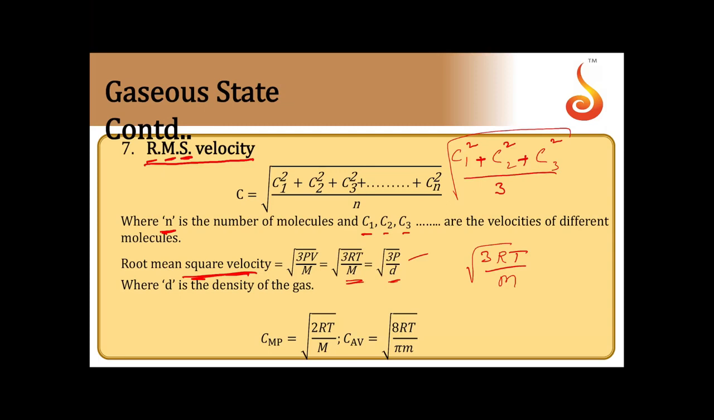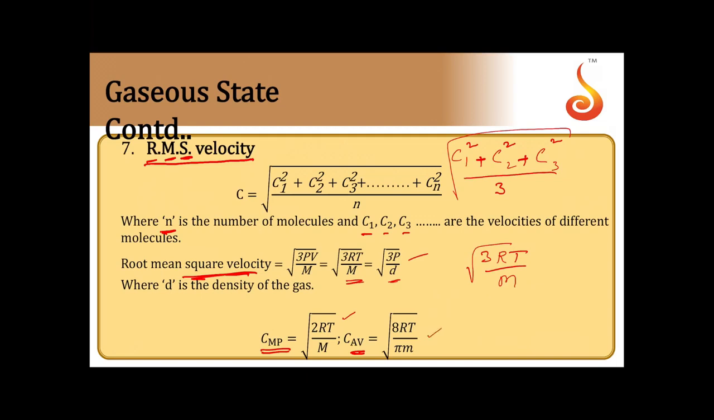Then the other molecular velocities are the most probable velocity, which is the velocity possessed by the maximum number of molecules. It is given by root over 2RT by M. And this is the average velocity, the normal average, which is given as root 8RT by pi M.